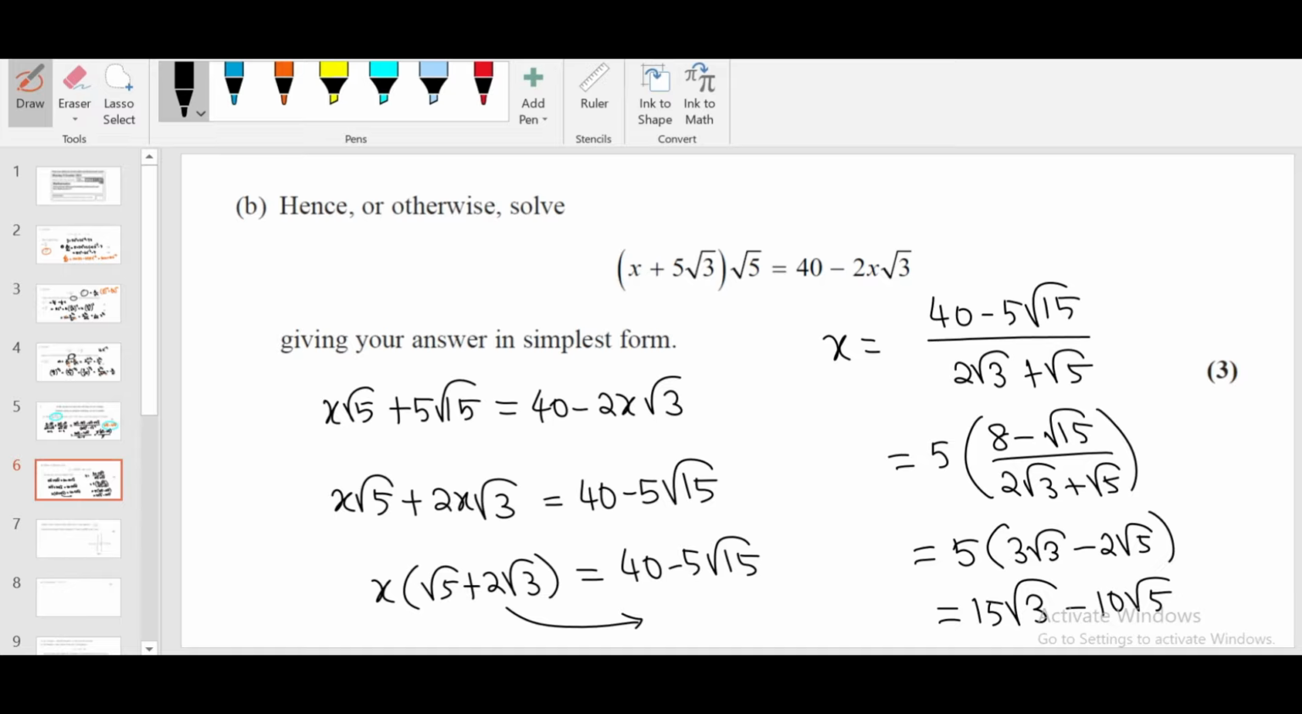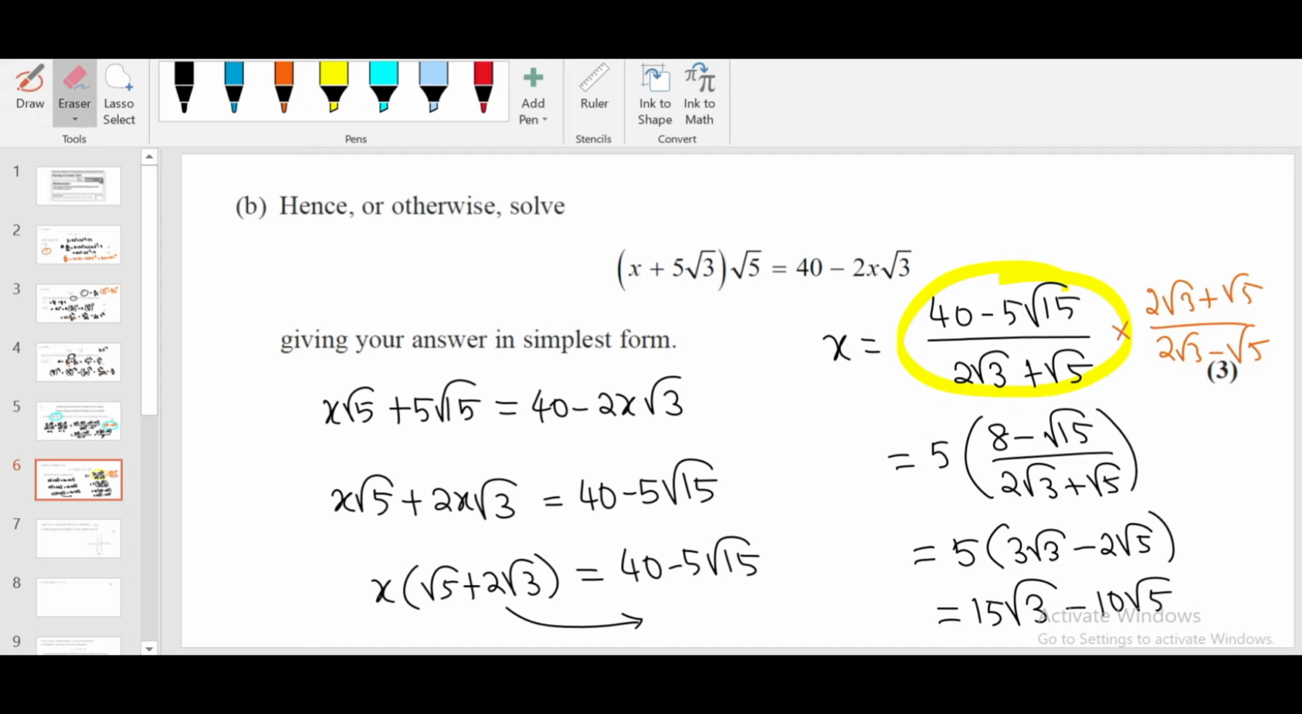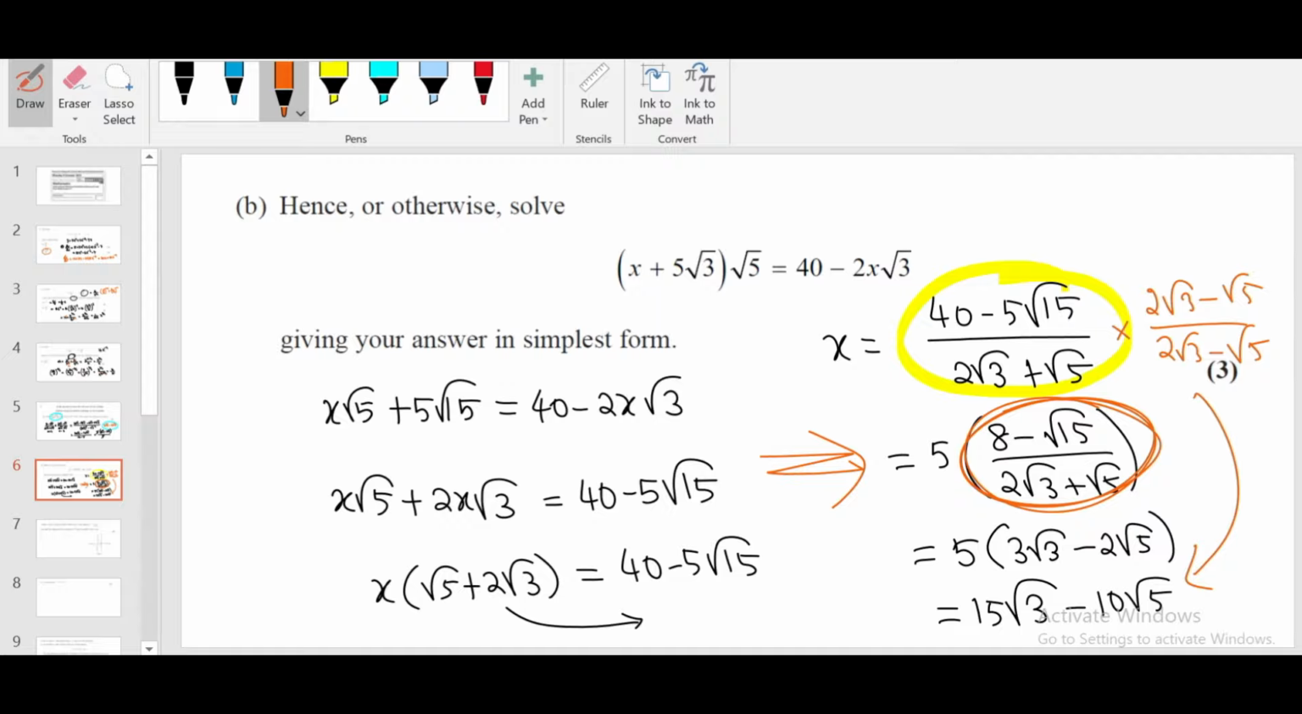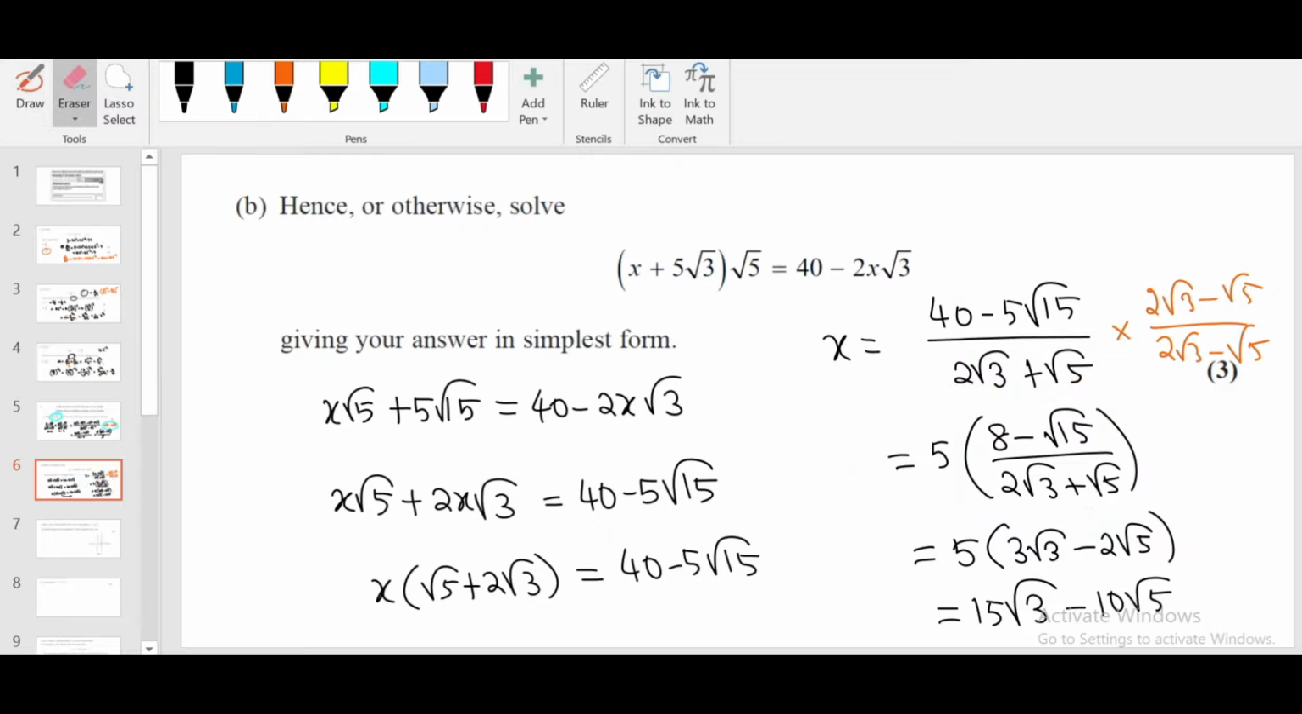Now let me give you a piece of advice here. You can treat this as a separate sum and rationalize the denominator here. You will still get the same answer. Sorry, you take 2 root 3 minus root 5 and multiply and divide. You will still get this answer. Only thing you need to multiply and simplify and all. Instead, if you take 5 as a common factor, here you can use the answer from part A. So once you use the answer from part A, you will get 15 root 3 minus 10 root 5.